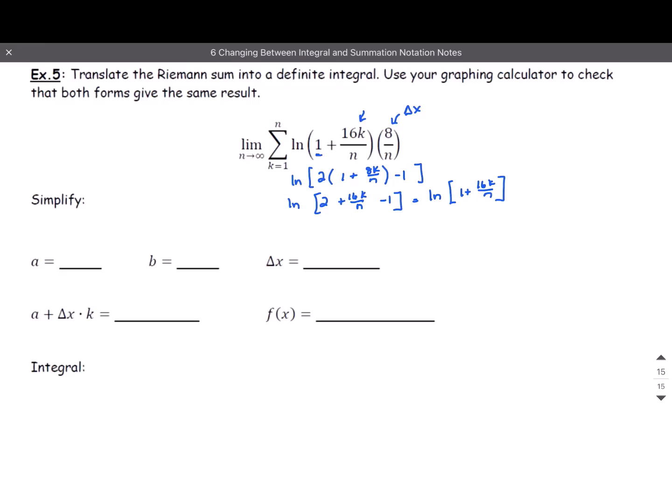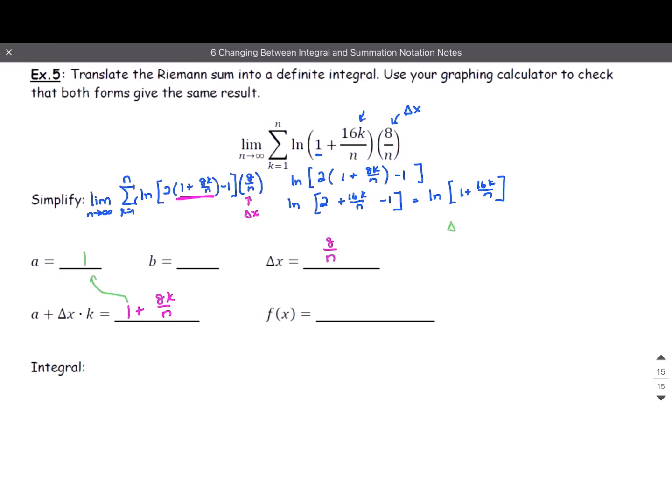So we're going to look at this as the limit as n approaches infinity of the summation as k goes from 1 to n of the natural log of 2 times 1 plus 8k over n minus 1 times our delta x is 8 over n. So here we go. This is our delta x. I'm going to write that in there. Delta x is 8 over n. This is our a plus delta x k, which means that our a is 1.